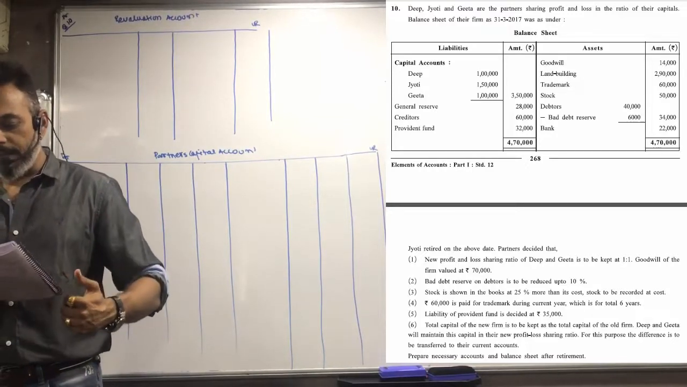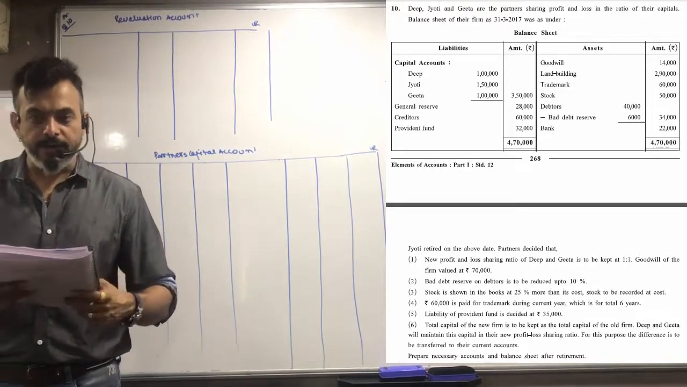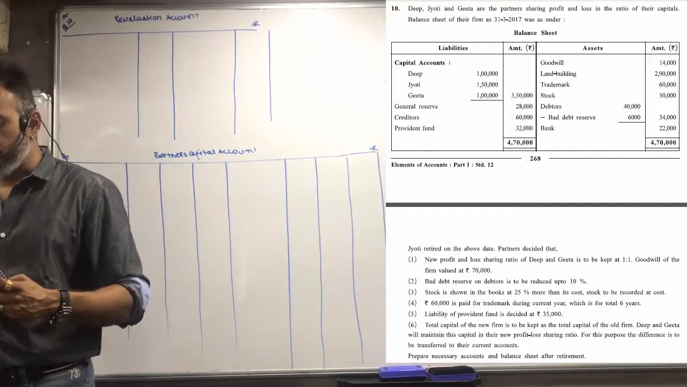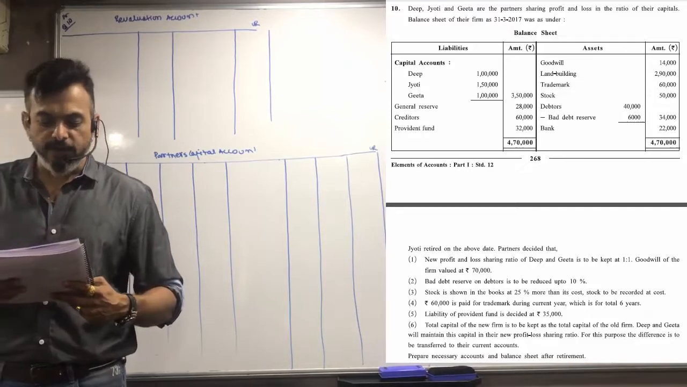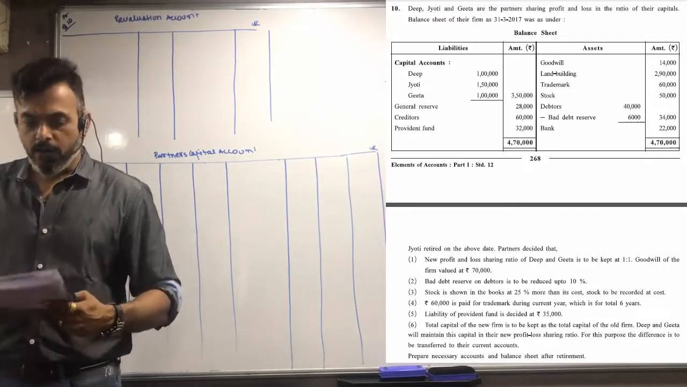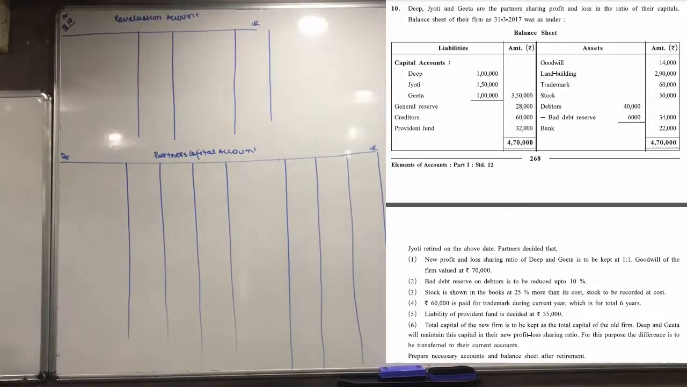Total capital of the new firm is to be kept as the total capital of the old firm. Deep and Geeta will maintain capital in the new profit loss sharing ratio. For this purpose, the difference is to be transferred to their current account. Okay, let's start the sum.